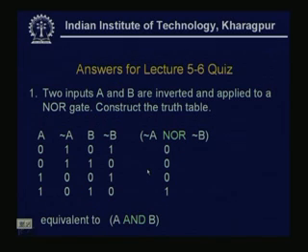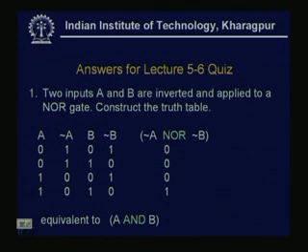Now, A and B are inverted. If A takes the values 0, 0, 1, 1, then the complement of A, or negation of A, will be 1, 1, 0, 0. Similarly, if B has the values 0, 1, 0, 1, then negation of B will be 1, 0, 1, 0. Now, what will be the output for negation A and negation B, because these are the two inputs? See, negation A is 1 and negation B is 1.